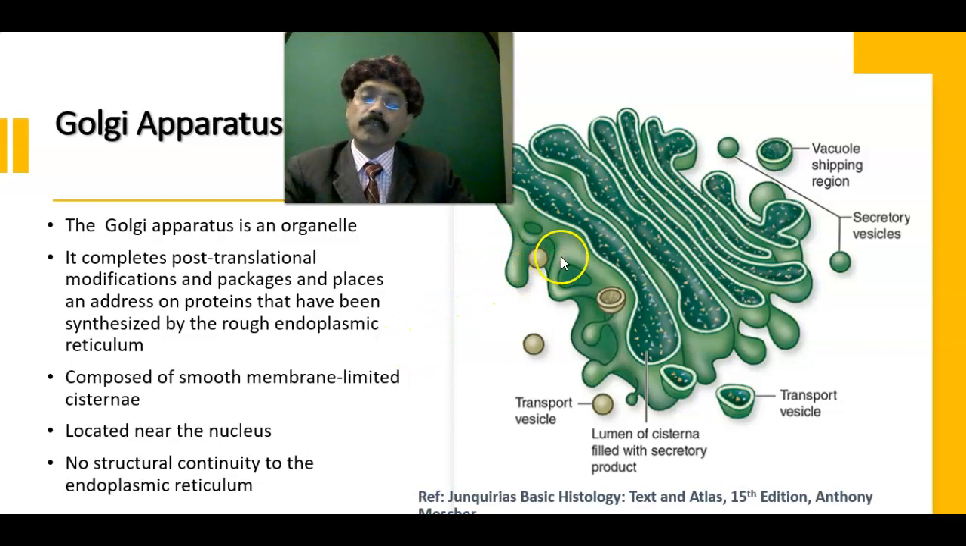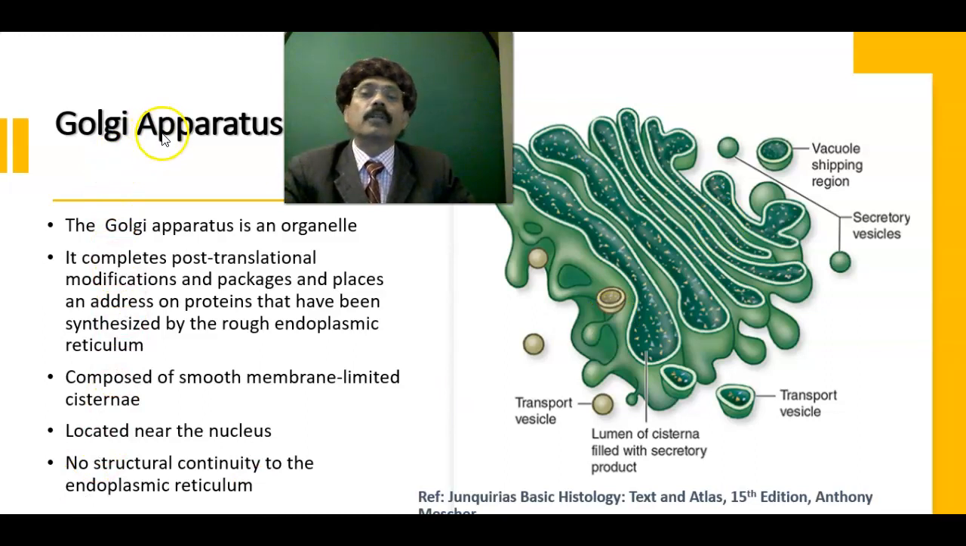So it has a receiving site and a transferring site. The receiving site receives the protein from the rough endoplasmic reticulum, then that protein goes through post-translational modification, condensation, addition of carbohydrate, phosphorylation, and sulfation inside the cisterns of the Golgi apparatus. Then it will go in different directions: to the cell membrane, to the lysosome, to be a secretory granule, and it may go outside by exocytosis.